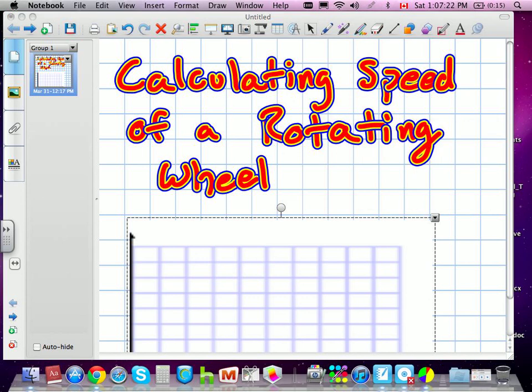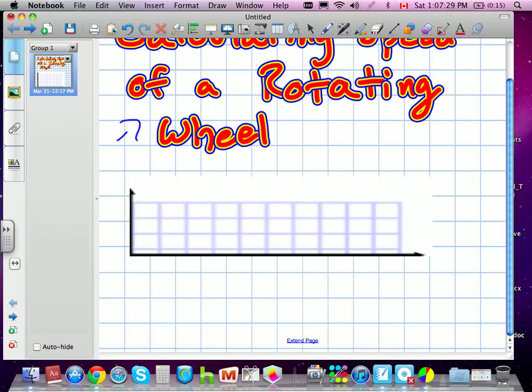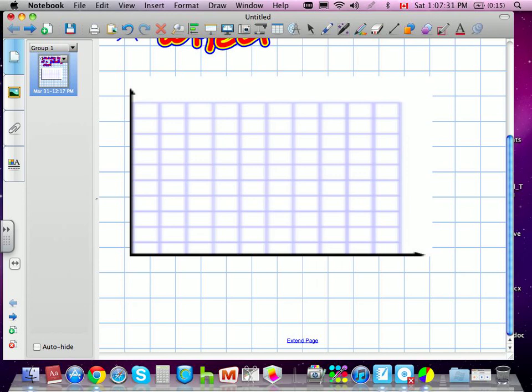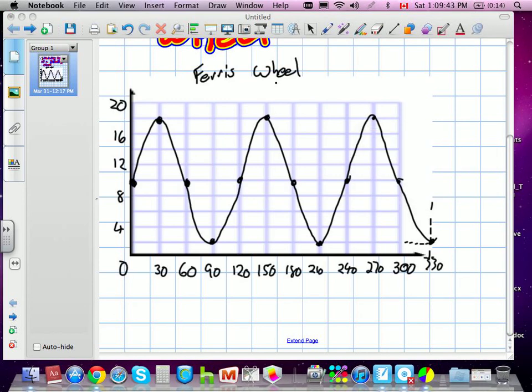Okay, we're going to go over calculating the speed of a rotating wheel, right? So what I have here is a graph, and they're going to show the graph kind of as a function. So I'm going to put some numbers in. Just give me a second. So we just found the graph of a Ferris wheel.